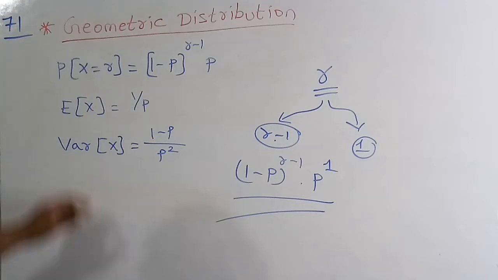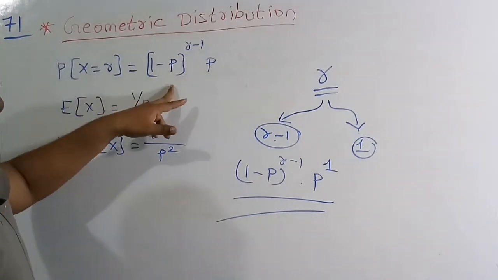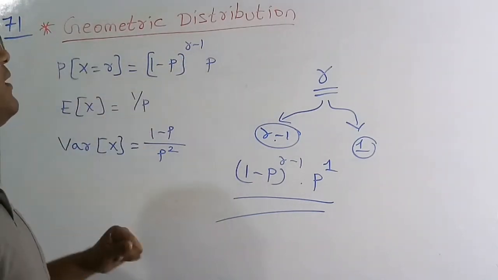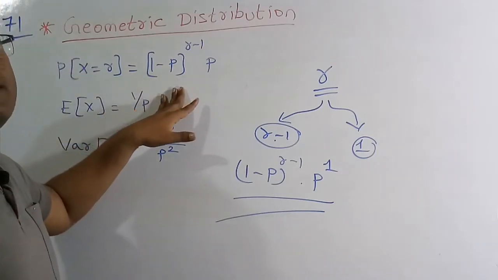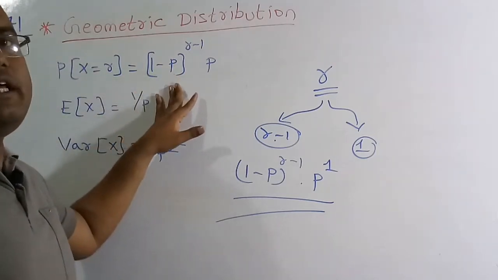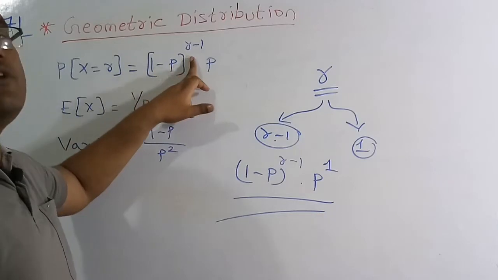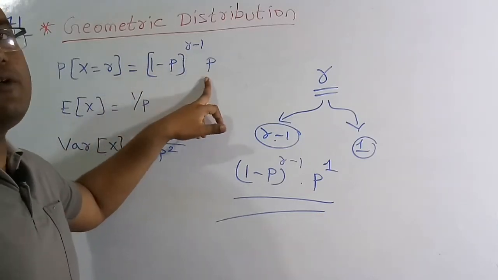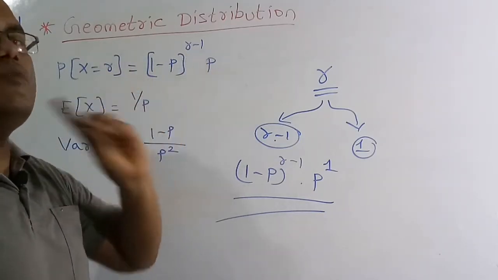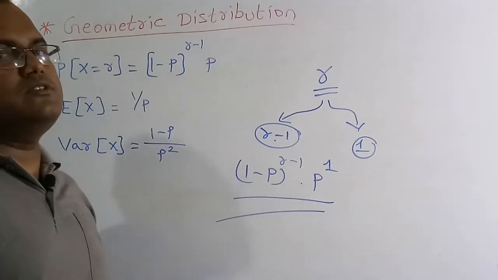So probability of x equal to r is equal to (1 minus p) to the power of r minus 1, into p, where 1 minus p is the probability of failure of the event, which is occurring for r minus 1 number of times, and p is the probability of success, which is occurring only one time, because after that the process is stopped.